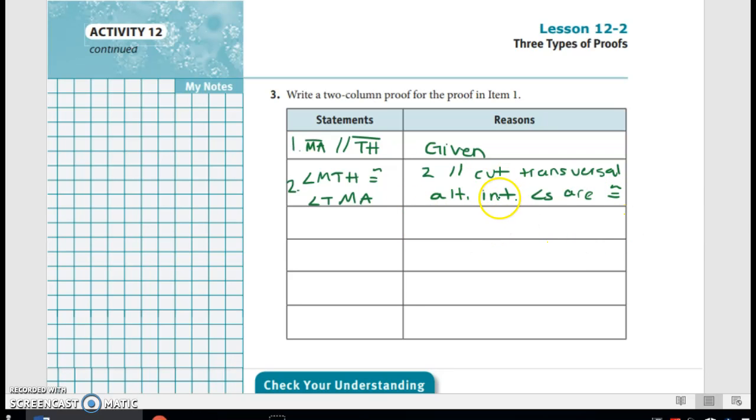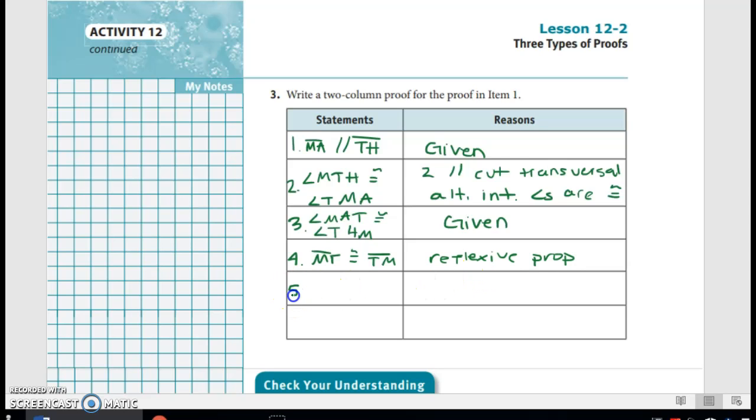That's my shorthand. Okay, and then number 3 is our second given. Angle MAT is congruent to angle THM. And how do we know that? Our reason is given. Next we have segment MT is congruent to segment TM. And again, that's due to the reflexive property.